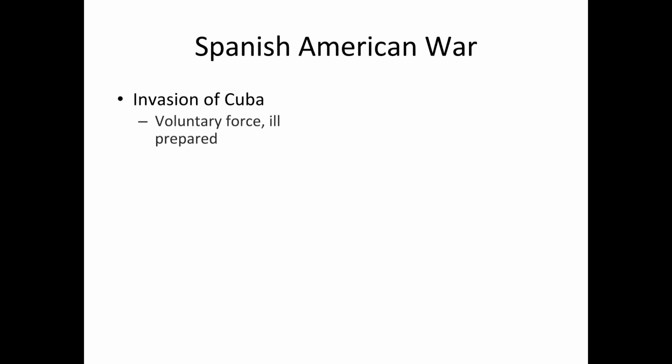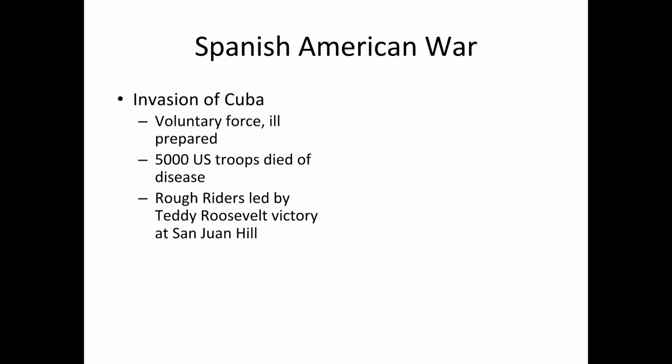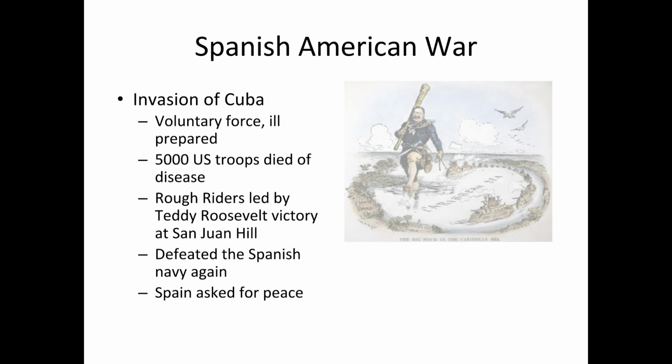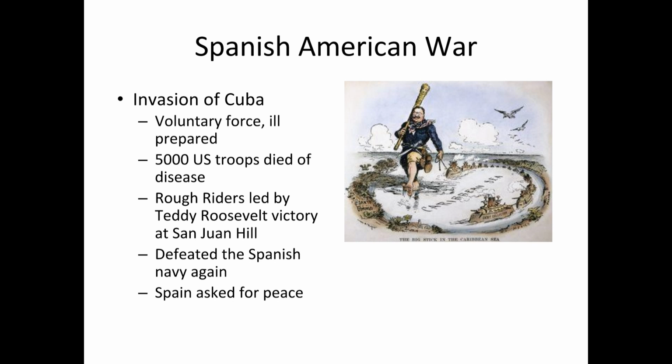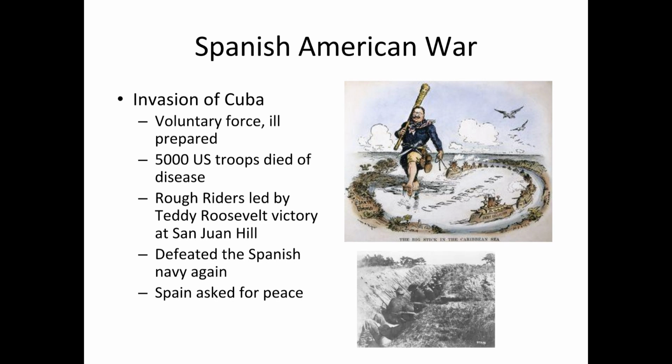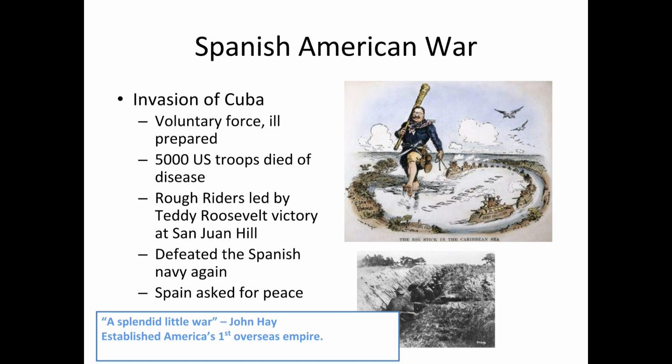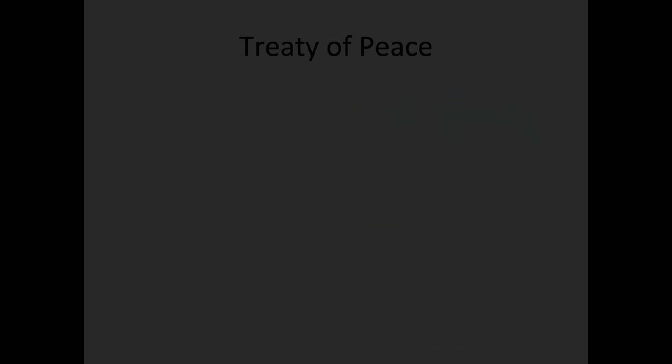We invade Cuba. Our initial invasion of Cuba was a voluntary force, and most of them were ill-prepared. Many of them died of typhus and typhoid fever, as well as malaria. The Rough Riders did ride into victory, led by Teddy Roosevelt at San Juan Hill, and defeated the Spanish Navy. Spain asked for peace, and so we then gain control of our first overseas territory.